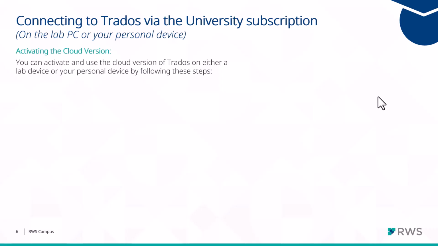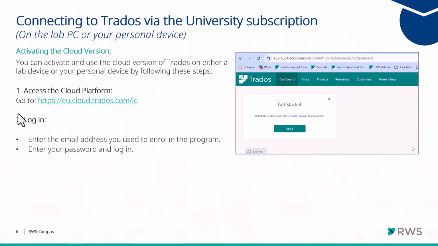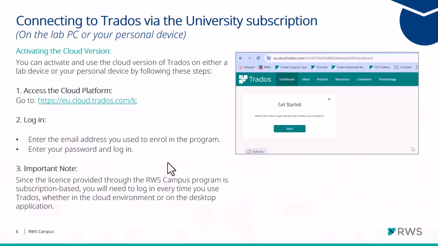We will see now how to log in to Trados Cloud via the university subscription. You can activate and use the cloud version of Trados on either a lab device or your personal device by following these steps. You will use this link eu.cloud.trados.com/lc in order to access the cloud platform. Then you will put the email address you use to enroll in the program and the password you choose to log in.